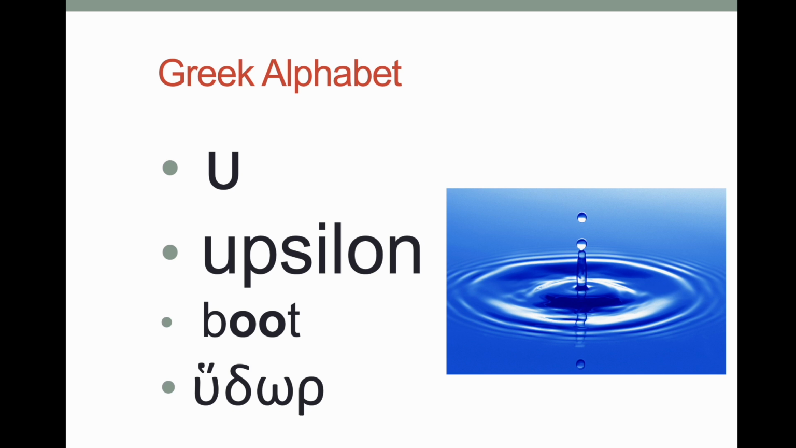The next letter is an upsilon, and an upsilon makes a kind of a U sound like ooh, boot. And the example I have there is the word for water, which again has a rough breathing mark over it. So it's not ooder, it's hooder, where we get the modern word hydro.